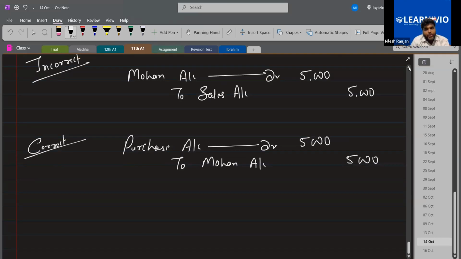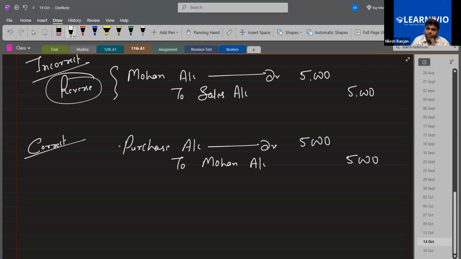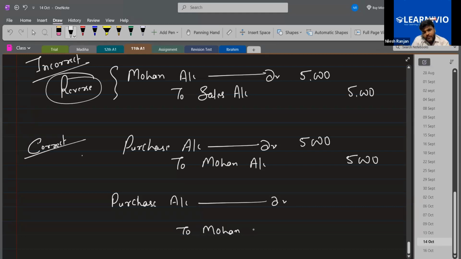First of all, I told you that you have to reverse this entry. Sales account debit to Mohan account. By reversing it, it will be sales on the debit side and Mohan on the credit side. And as per the correct one, if there is nothing to cancel, then we have to write the correct one as it is. So we will write purchase to Mohan account as it is. There will be no change in the correct one.